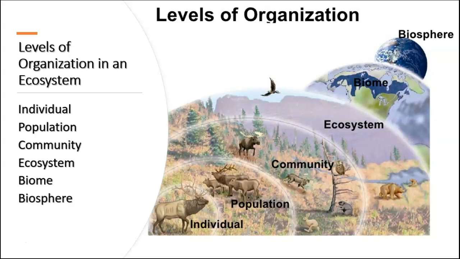Then we have a community. A community is all of the living things in that general area that interact with each other, and that would include other kinds of animals as well as the plants. And then the ecosystem involves not only the communities of the organisms, but also the abiotic factors: the landscape, the water features, the mountains, the type of soil, and all those kinds of things.